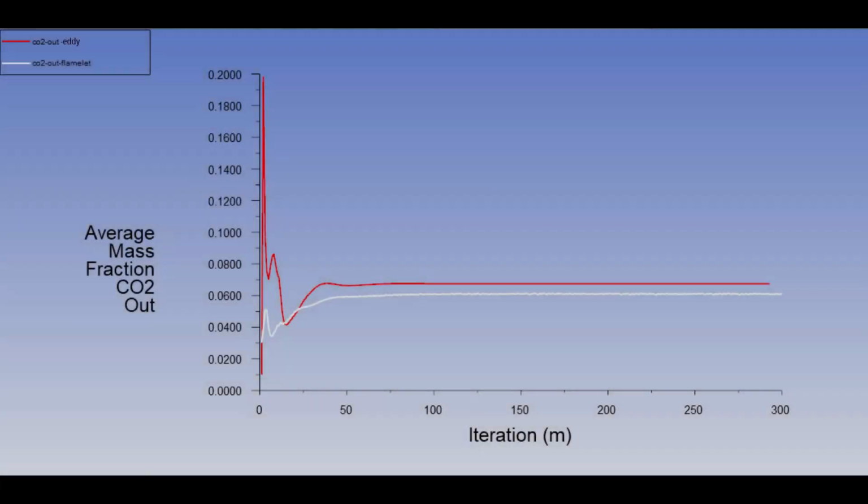Despite the differences in each model, both models predict similar mass-weighted average mass fractions of CO2 exiting the combustor outlet during the steady state. However, the flamelet model predicts less CO2 exiting the combustor and, due to its more realistic description of combustion kinetics, is considered to be more accurate. This concludes this demonstration, showing you how to solve a non-premixed reacting flow problem using the steady diffusion flamelet combustion model.